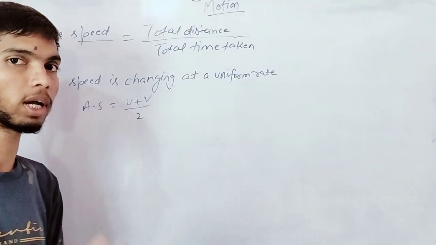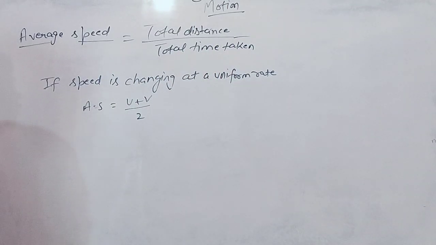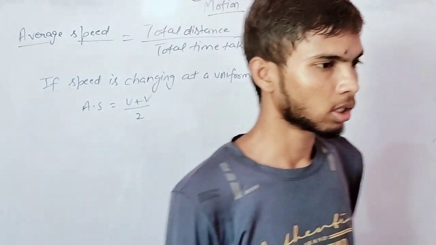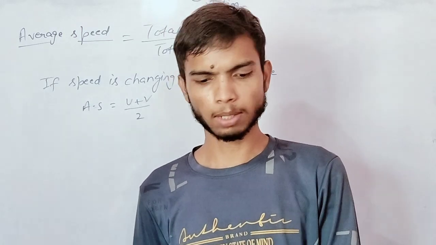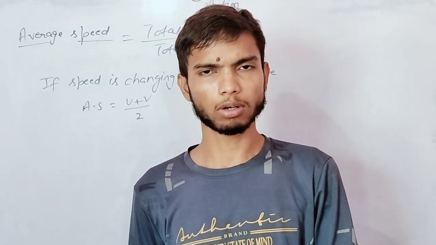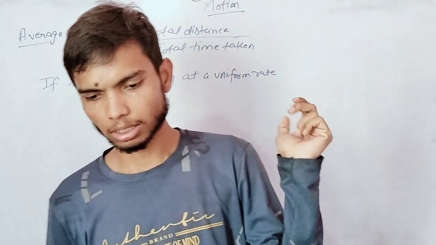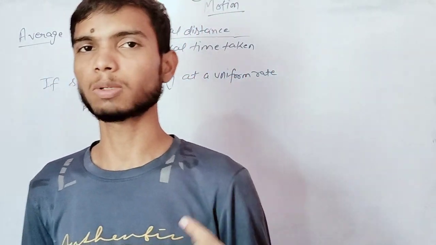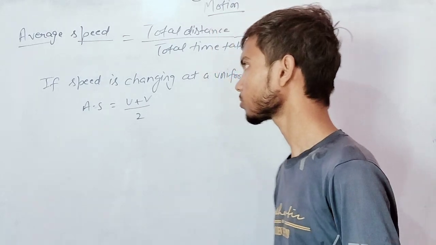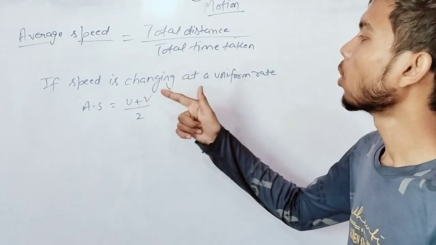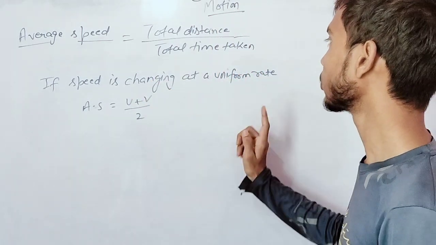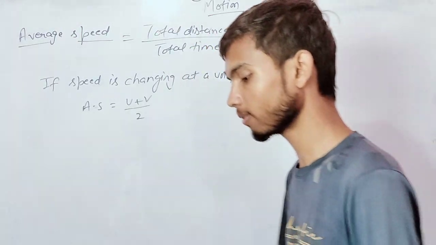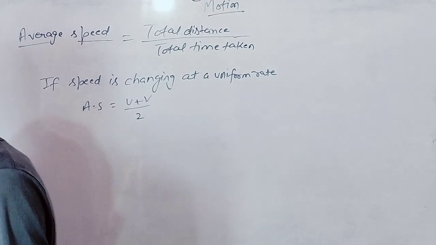We have understood the meaning of uniform motion and non-uniform motion. Here the speed is changing. It is saying that sometimes the speed of our vehicle is low, sometimes high. So the speed is changing. If the speed is changing at a uniform rate, then we use this formula.